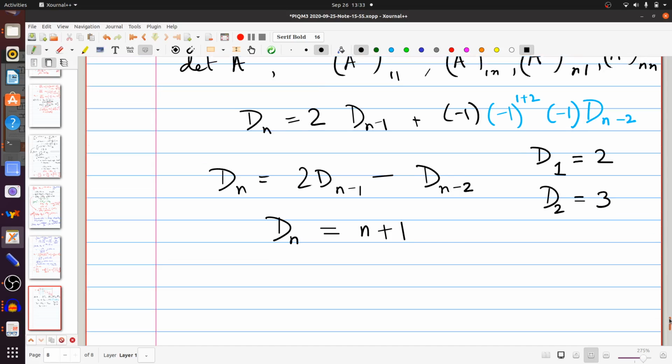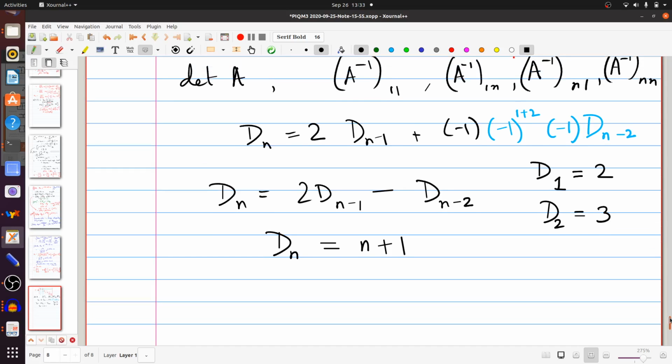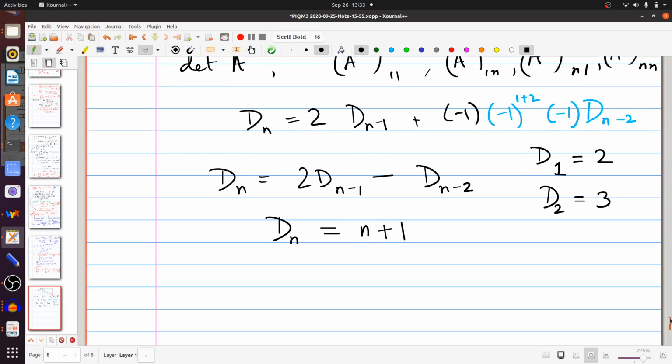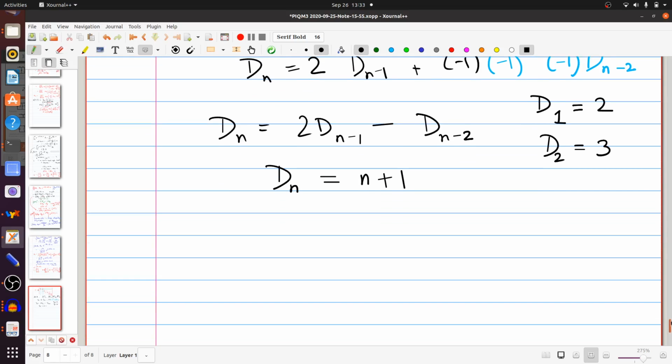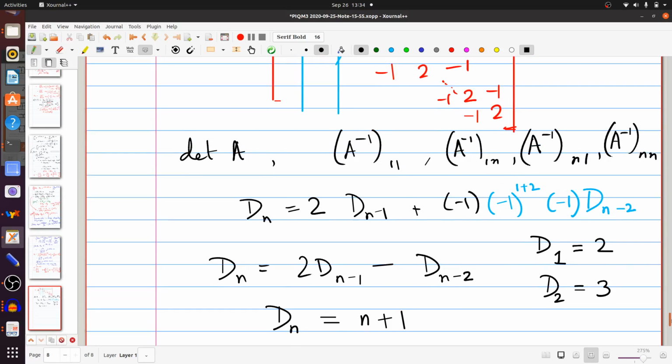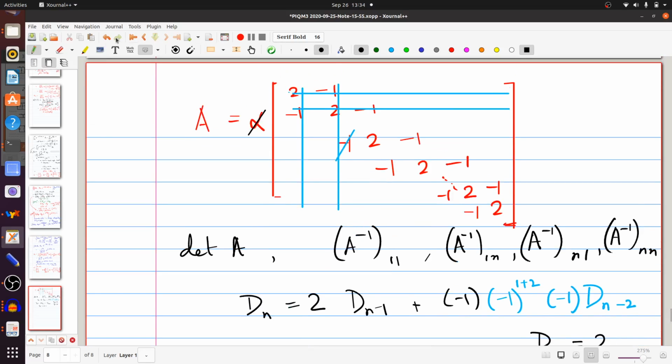So if you don't know how to solve recursion relations like this, I'm pretty sure you can find out on your own. And anyway, this is such a simple case that you can actually guess the answer and then establish the result by mathematical induction if you want to. Okay, so that much is done. You have the determinant for the n by n matrix.